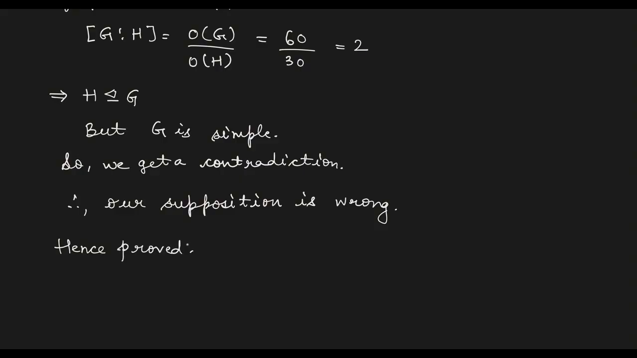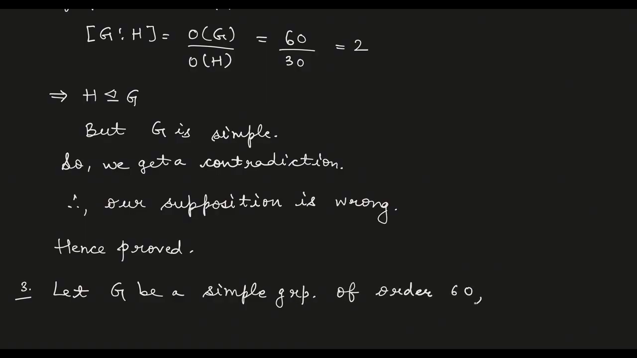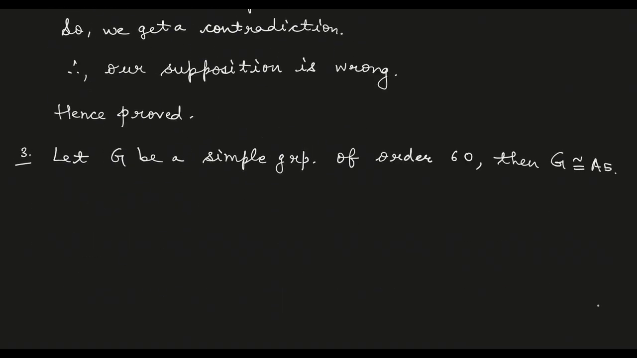Next, let G be a simple group of order 60. Then G is isomorphic to A5. Next, A5 does not have a subgroup of order 20.